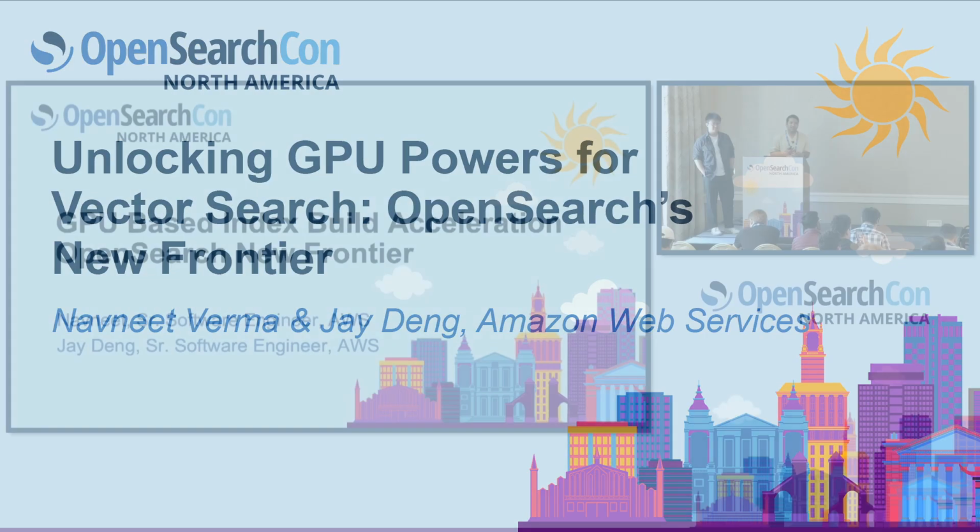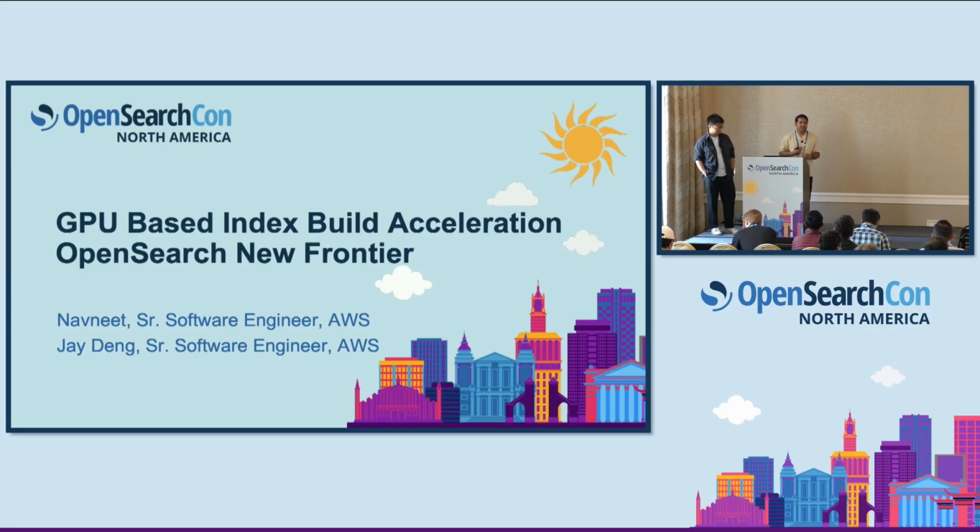My name is Navneet. I'm a senior software engineer in AWS, and I'm also one of the maintainers of the KNN plugin in OpenSearch. With me, Jay. Hey everyone, my name is Jay. I also work at AWS, and I'm one of the maintainers of the OpenSearch core. So today's talk will be about GPU-based index acceleration, one of OpenSearch's new frontiers.